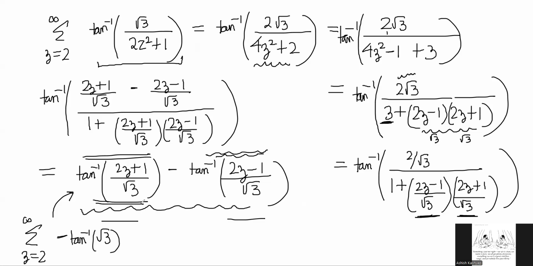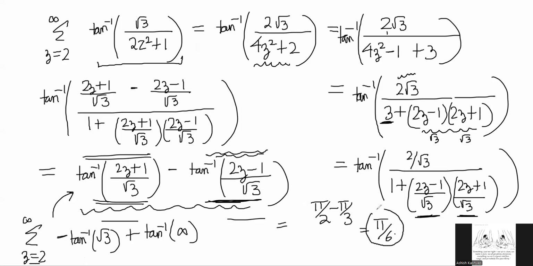And this term gets cancelled when you expand it out. And the higher term here will remain. When z tends to infinity, this becomes tan inverse infinity. So this is basic technique of telescoping series. The higher term remains when z tends to infinity, and the lower term remains when you take the first value, z is equal to 2. And you are getting basically pi by 2 minus pi by 3, and the answer is pi by 6. So the sum of the series is pi by 6.